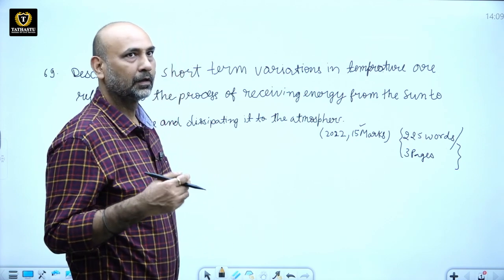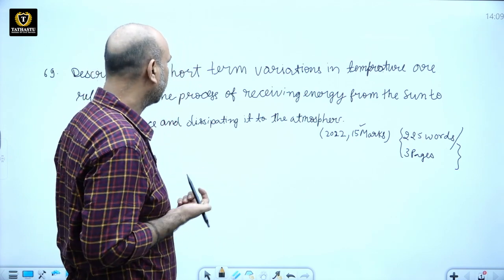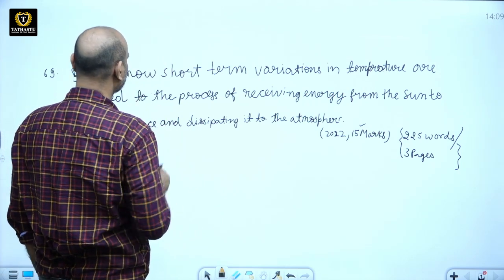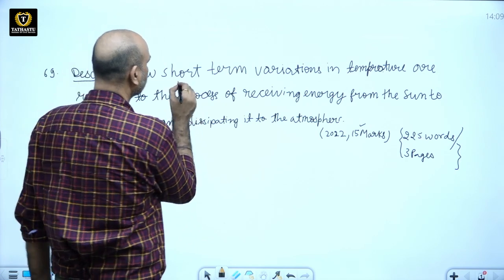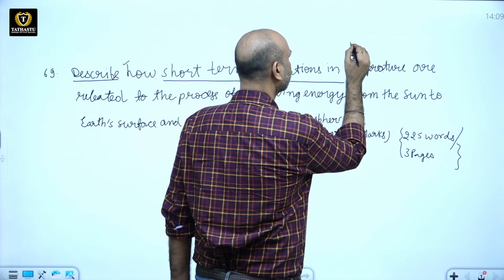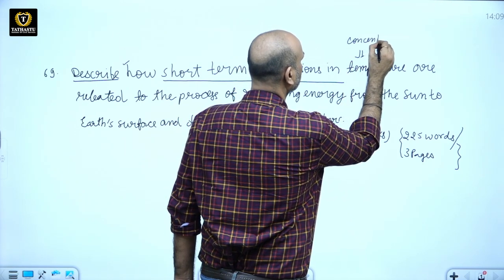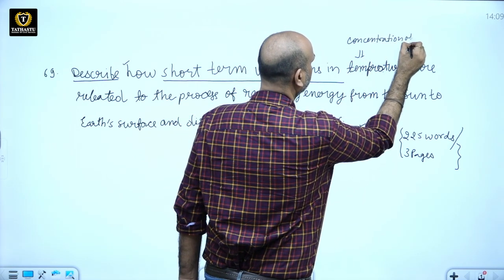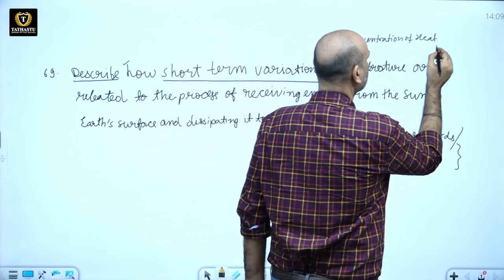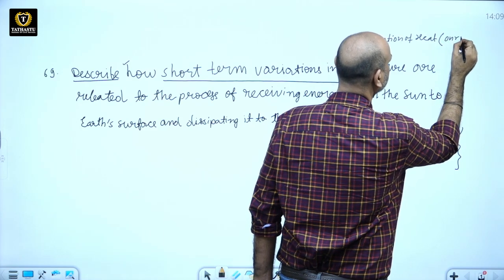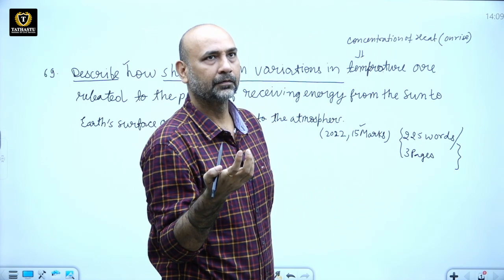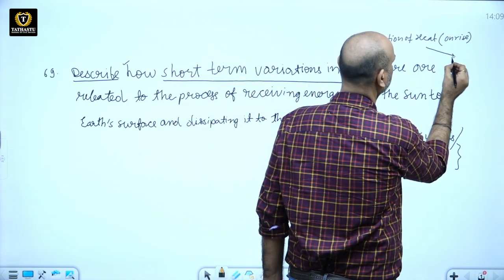Now, before we start answering, we have to underline. The question is on describing how short-term variation in temperature. Temperature we have already said is indicated by concentration of heat. It means that if concentration of heat is on rise, what will happen to temperature? Temperature will increase or decrease? Increase.